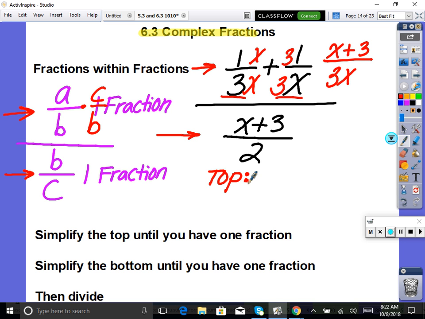So I've already done that. So now I'm not going to write top then, because I just did it up there. Okay, so on top we have this. X plus 3. On bottom we have x plus 3 over 3x. On bottom we have x plus 3 over 2.